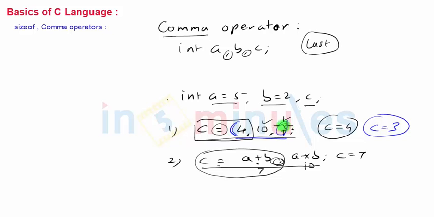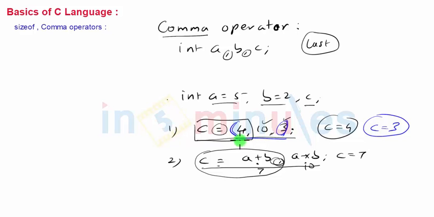Since bracket is the first thing to work in any C expression, the bracket will be evaluated. The bracket has 3 different values, 4, 10 and 3. 3 is the last value, and that's why 3 will be assigned to c. So that is how a comma operator works.